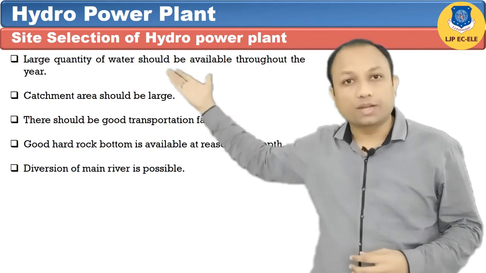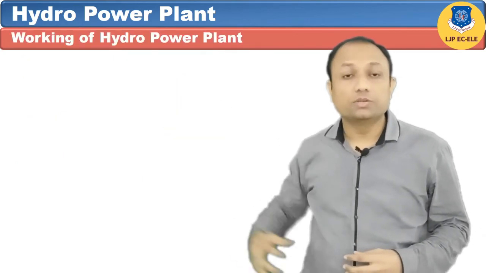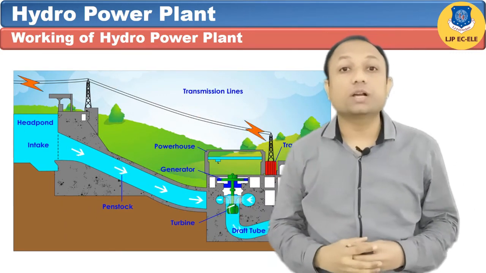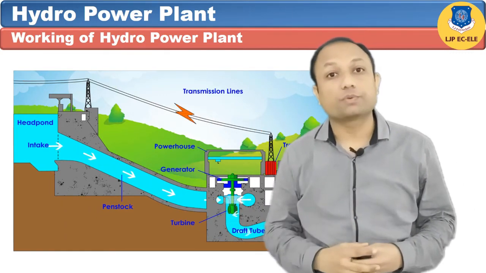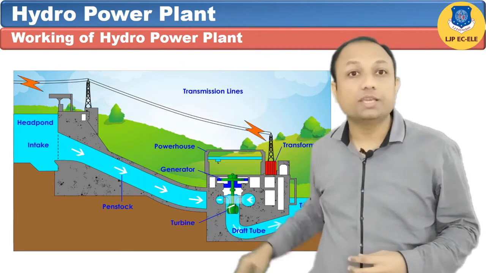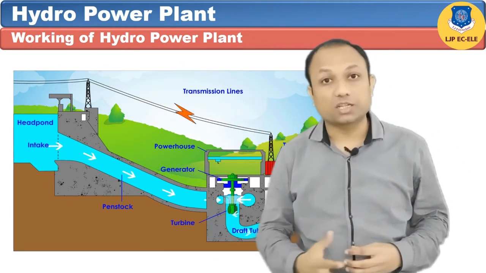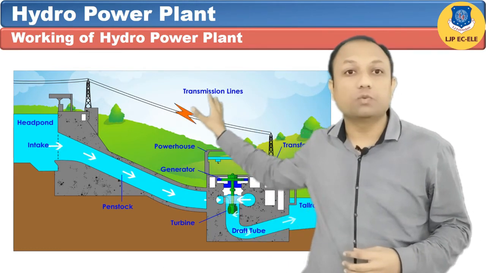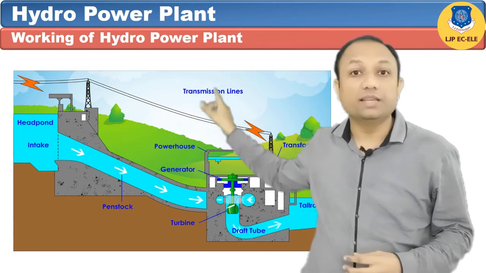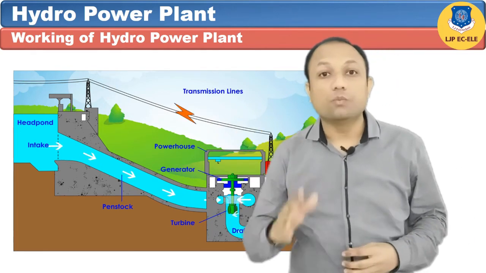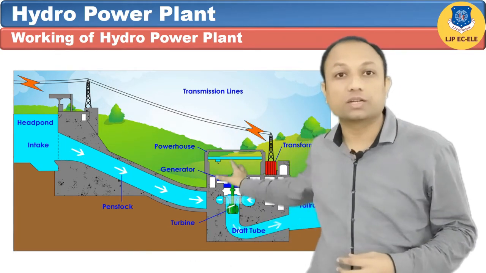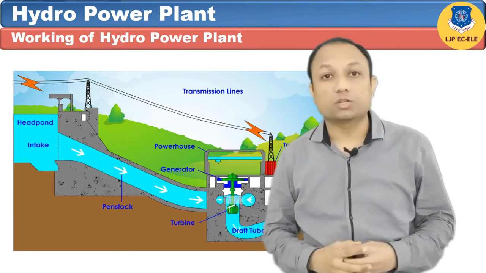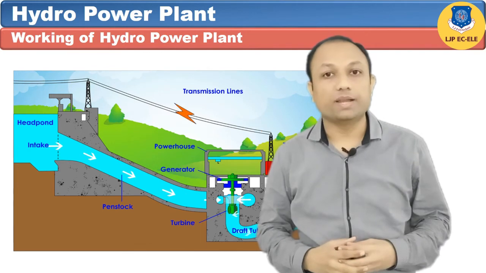Let's see the working of hydropower plant. So in a hydropower plant, the kinetic energy developed due to gravity in falling water from a higher to a lower head is utilized to rotate a turbine to produce electricity. The potential energy stored in water at the upper level will be released as kinetic energy when it falls to the lower water level. This turbine rotates when the flowing water strikes the turbine blades.